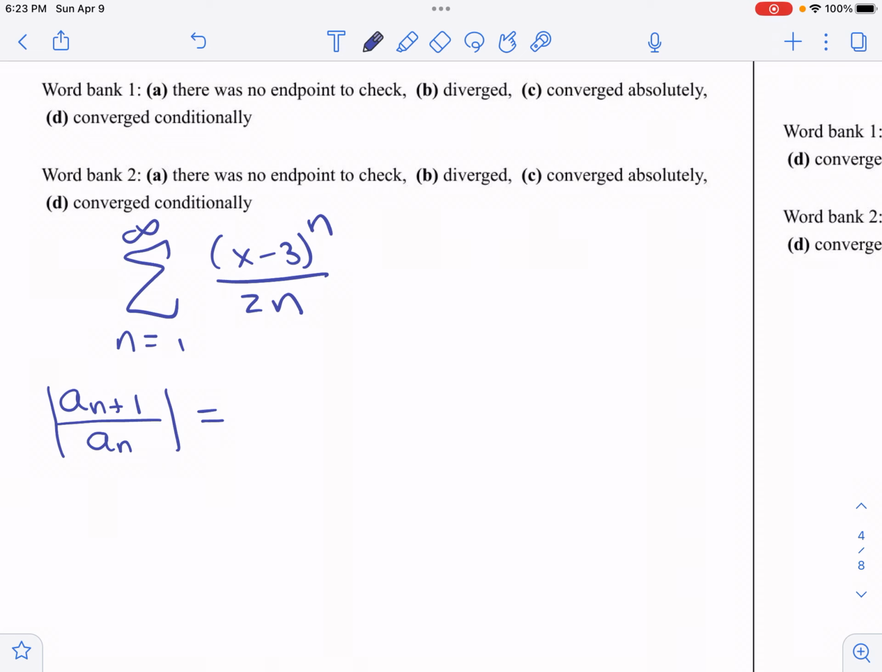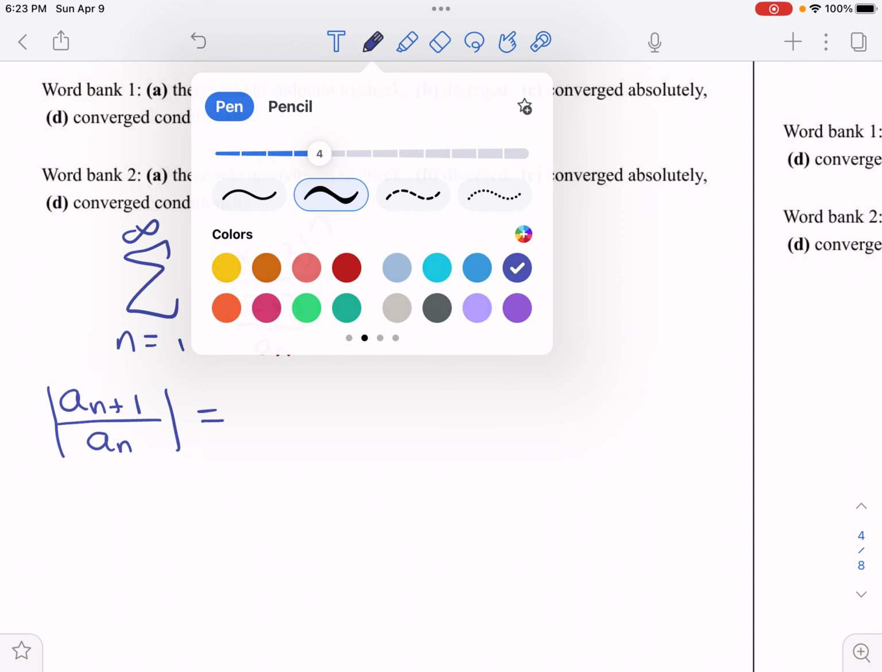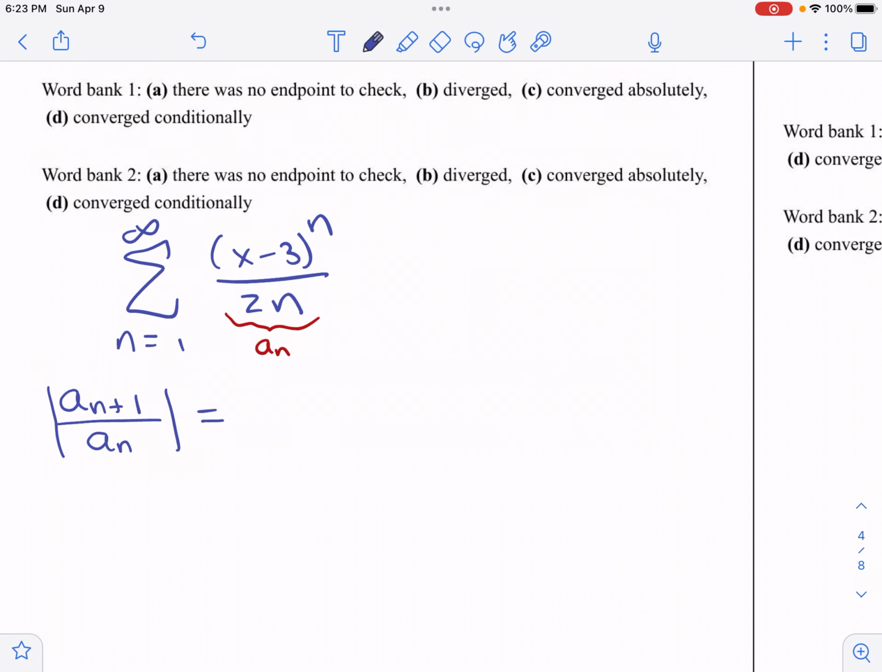The only thing at risk in the expression here, remember this right here is a sub n. That's the formula for any term that you're adding up. But the only thing at risk of not being positive is the x minus 3. So that needs to be hugged by absolute values. So this is going to be the n plus first term. Wherever there's an n, we put an n plus 1.